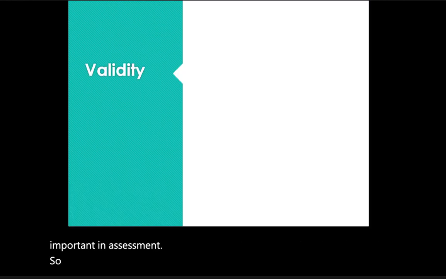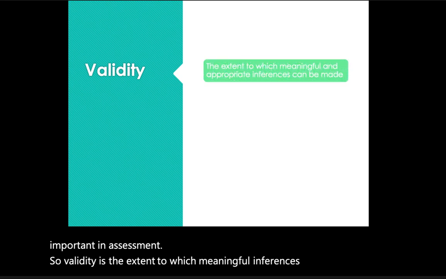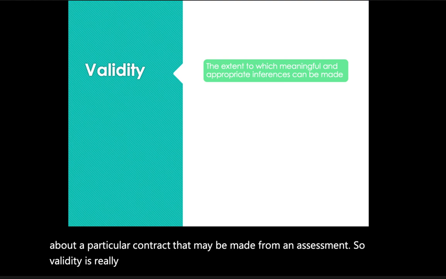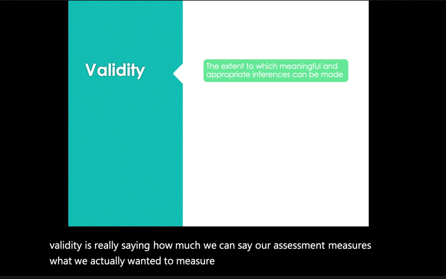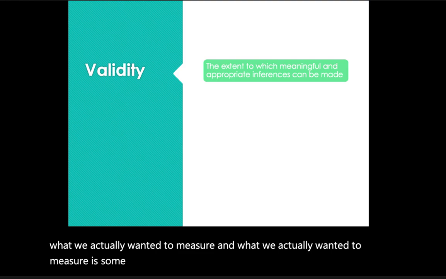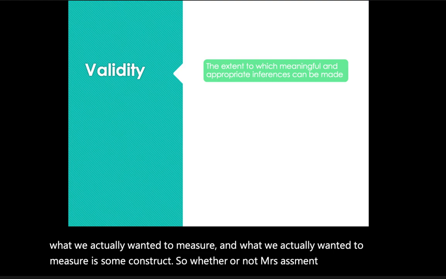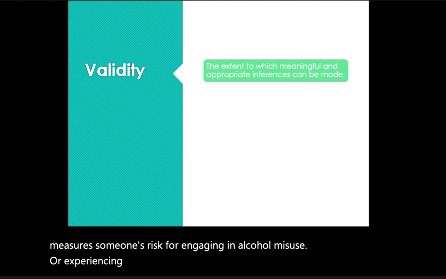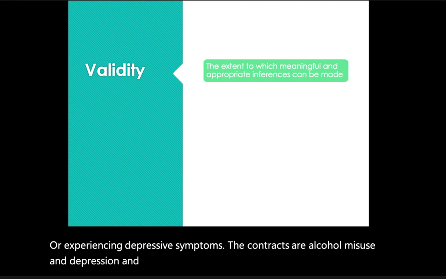So validity is the extent to which meaningful inferences can be drawn about a particular construct that may be made from an assessment. So, validity is really saying how much we can say our assessment measures what we actually want it to measure. And what we actually want it to measure is some construct. So, whether or not our assessment actually measures someone's risk for engaging in alcohol misuse or experiencing depressive symptoms, the constructs are alcohol misuse and depression. And validity is how much we can say that our assessment actually measures that thing.